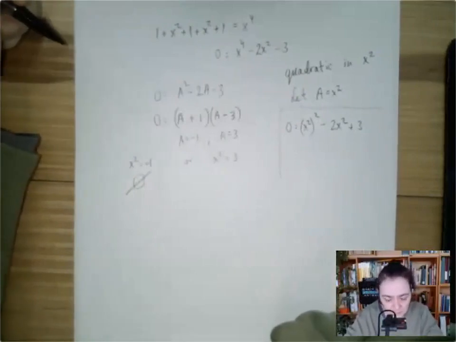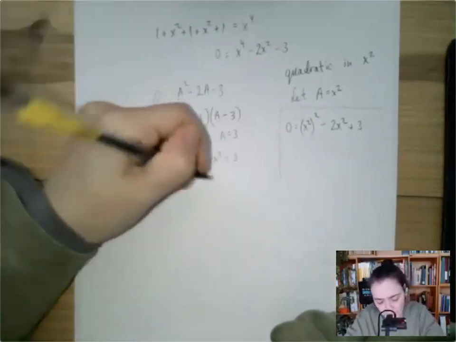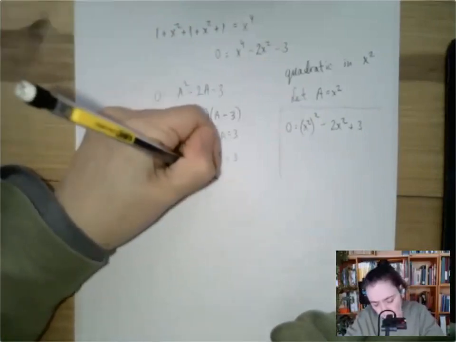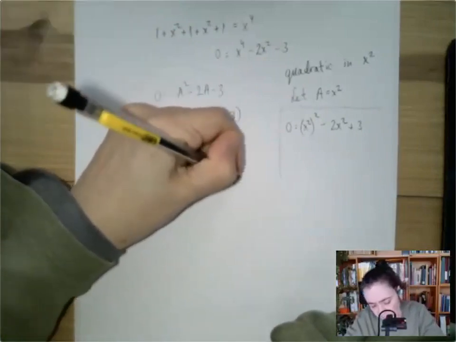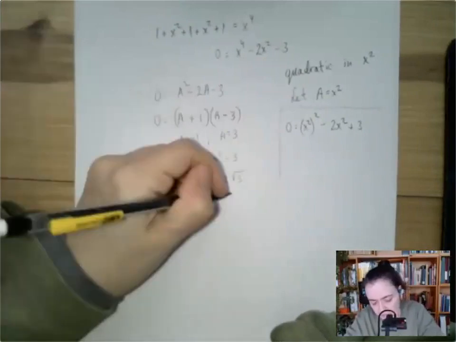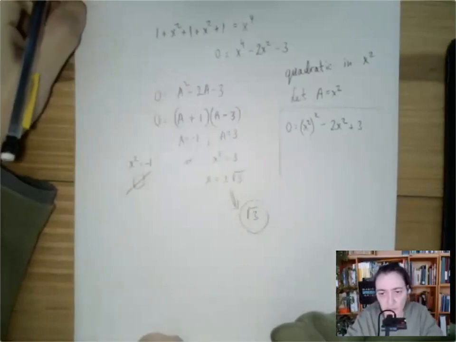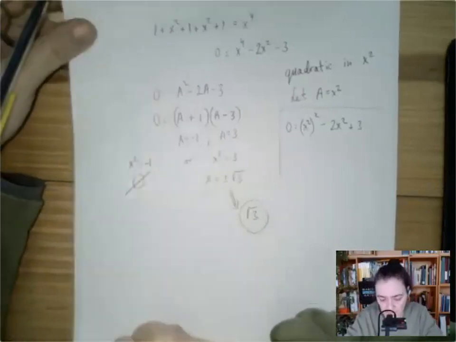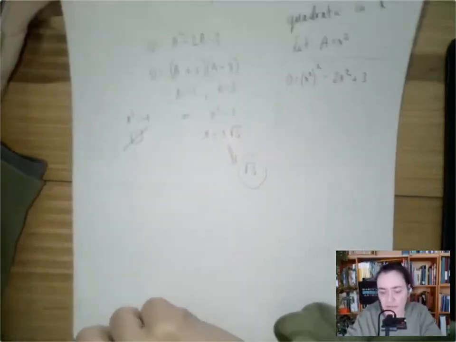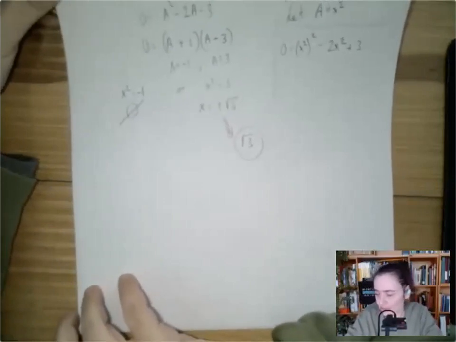No real number will square to negative 1, but there are two of them that square to 3, square root of 3 and its opposite. And then very quickly, the negative one is not going to be possible because we're looking for a distance. So we have a unique solution for x. That's pretty good for a degree 4 equation.